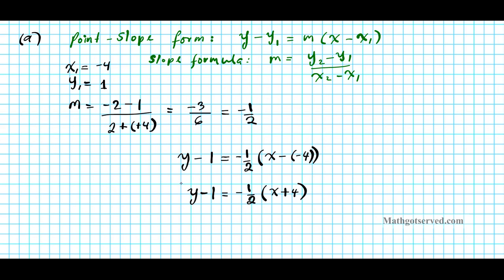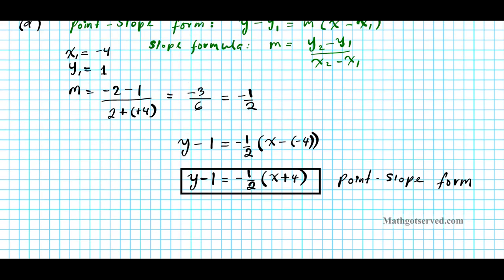Okay, so let's box this as the first answer. And then let's indicate what type of form this is. This is a point slope form. And we see why this is a point slope form because this form easily tells us a point on the line, namely negative 4 and 1, and also the slope of the line, which is negative 1 half. All right. We're also asked to express the line in slope-intercept form.